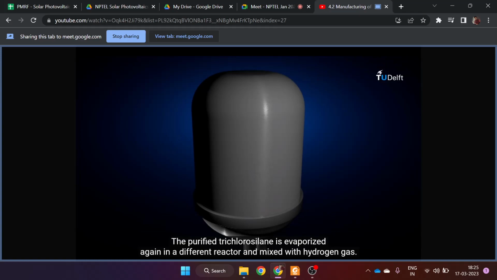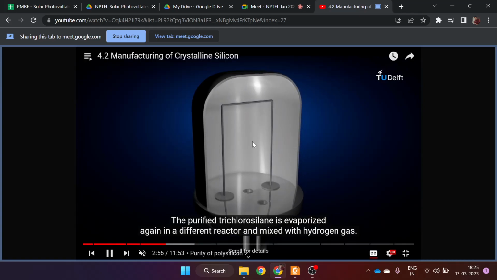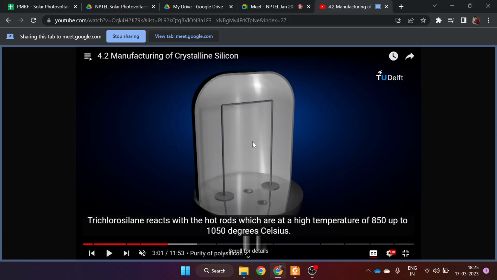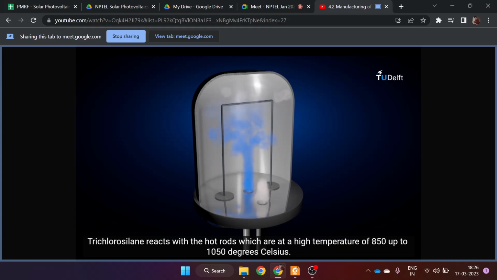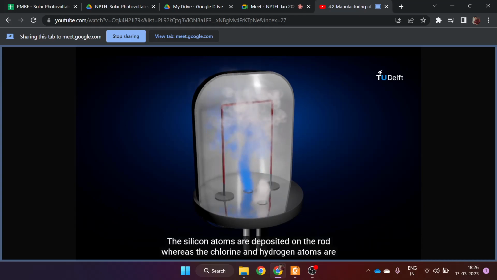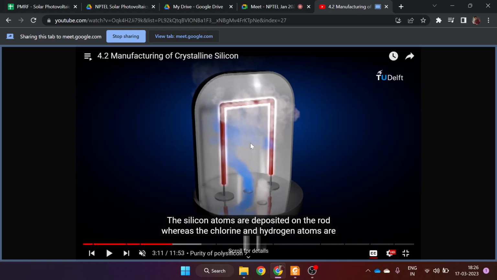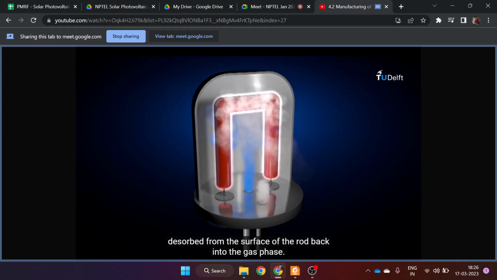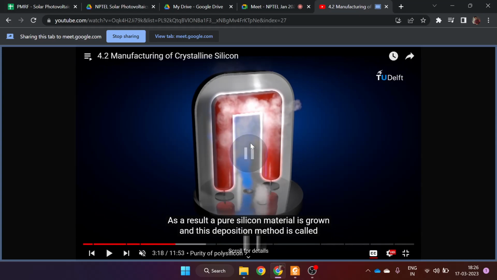Then we will do distillation. So here vaporization, or it will be deposited on this rod. Silicon atoms are deposited on the rod. And while in SiHCl3, H is converting into gas, and also Cl is a gas.